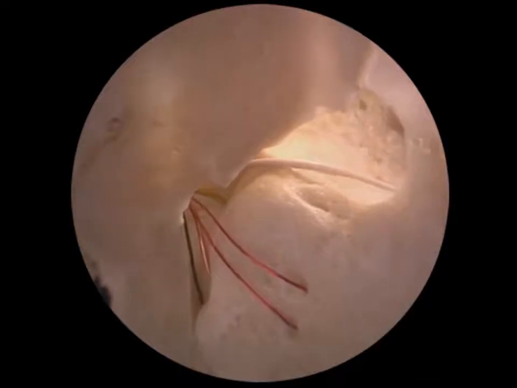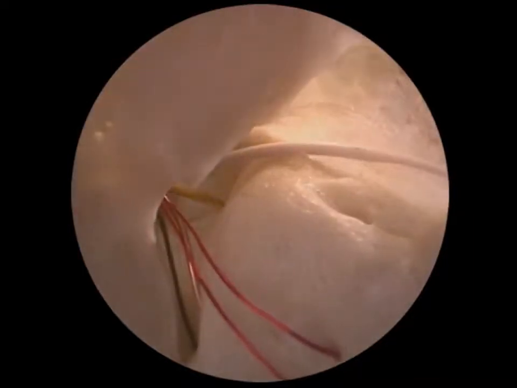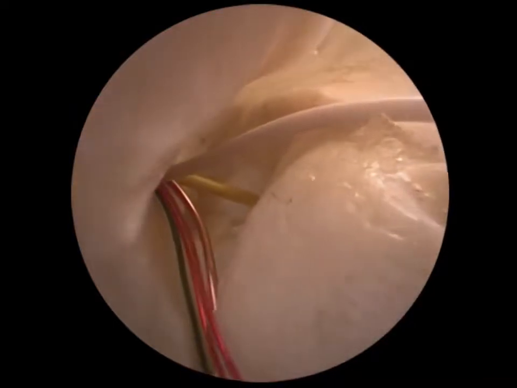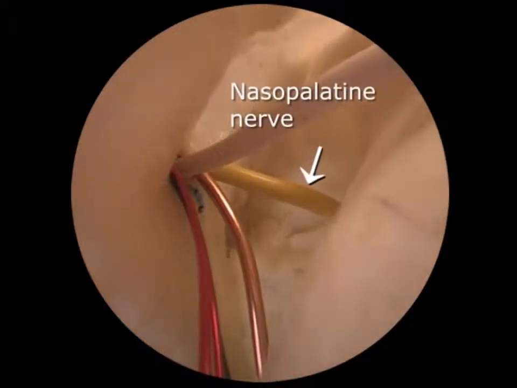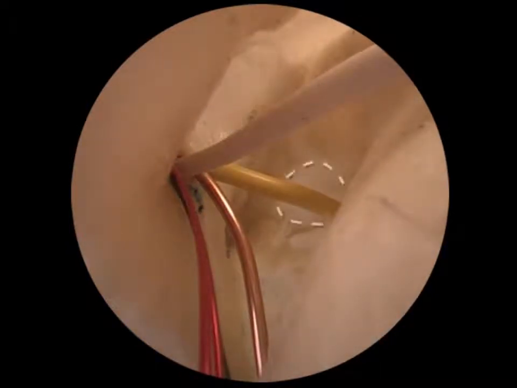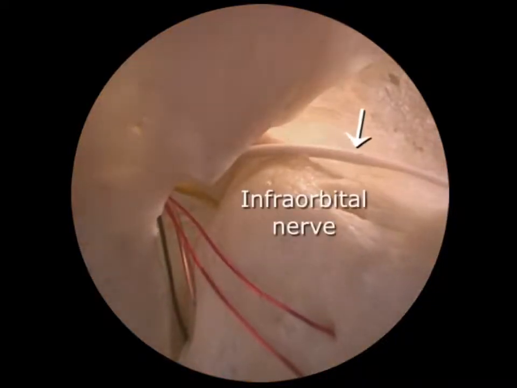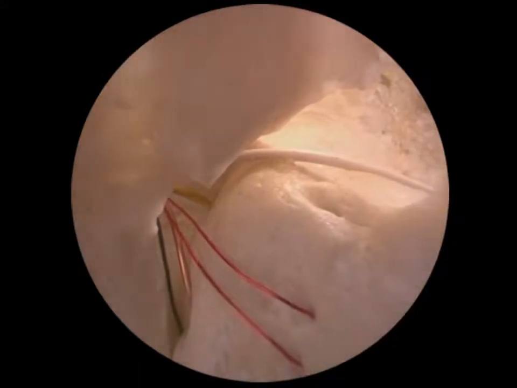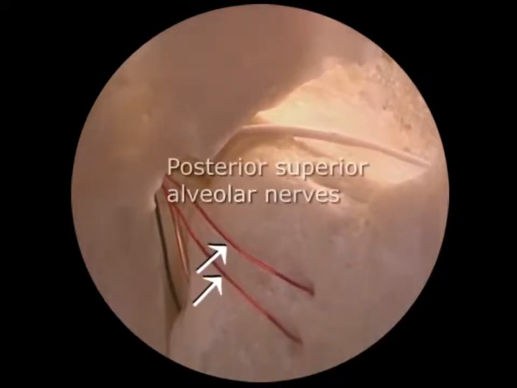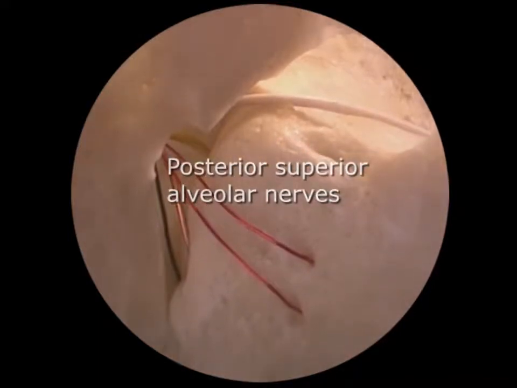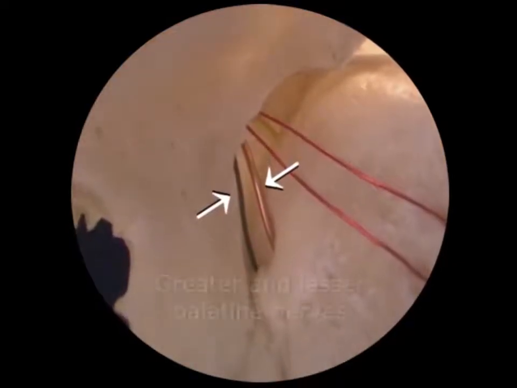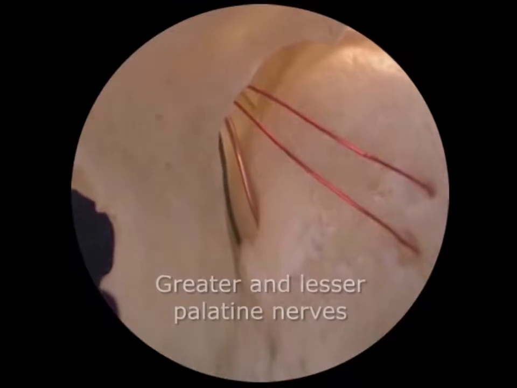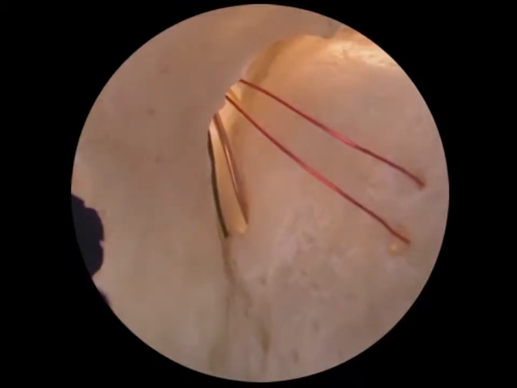These pieces of wire give us a simplified view of the main branches of the maxillary nerve as they emerge together from the foramen rotundum. The yellow wire represents the nasopalatine nerve, passing medially through the sphenopalatine foramen. The white wire indicates the infraorbital nerve. We'll see where it goes in a minute. The two red wires represent the posterior superior alveolar nerves, which enter these small holes in the maxilla. The gold and green wires show the greater and lesser palatine nerves, passing downward to enter their respective canals.